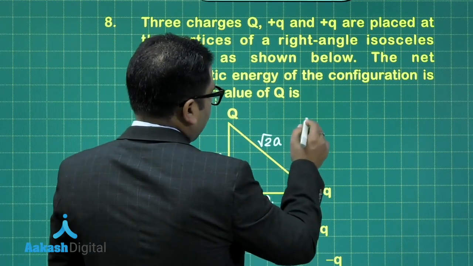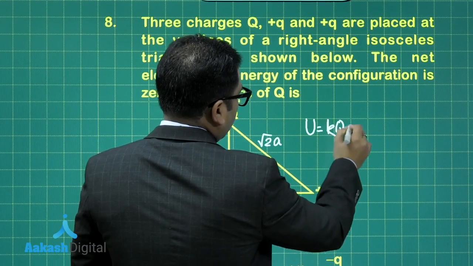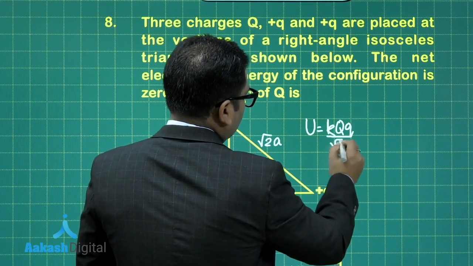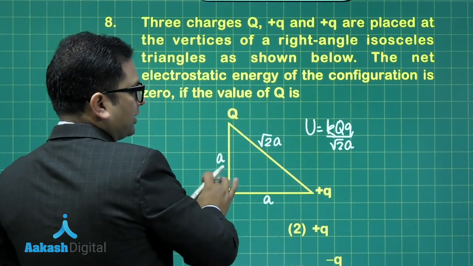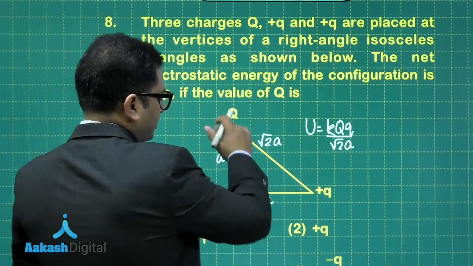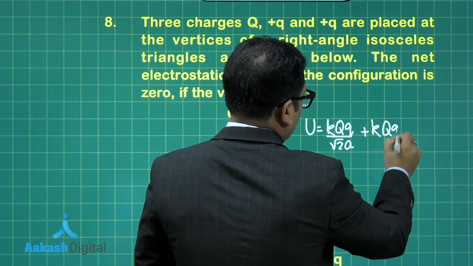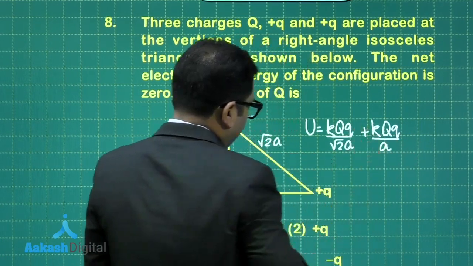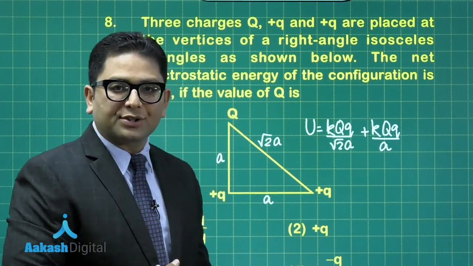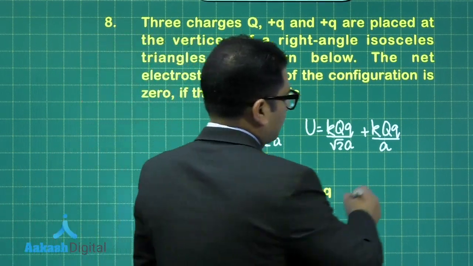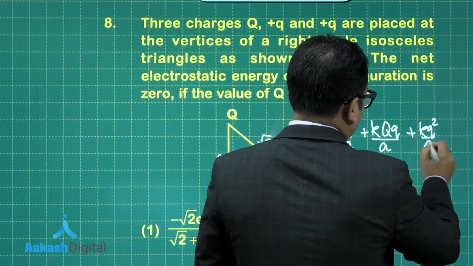So the total energy is KQq by root 2 times A. Let's go clockwise, 1, 2, 3. So this is 1, 2. Then 1, 3. So that's plus KQq divided by A. And then the third and final one is 2, 3, and that 2, 3 is going to be plus Kq square divided by A.